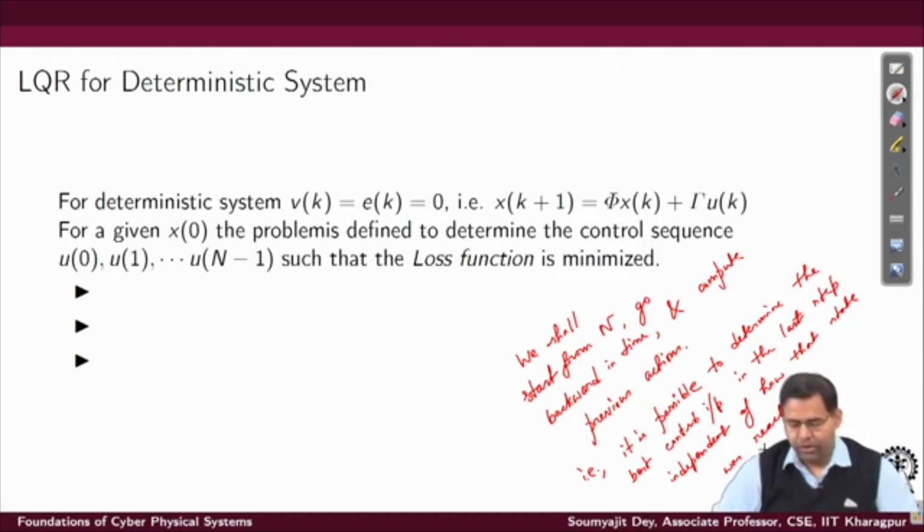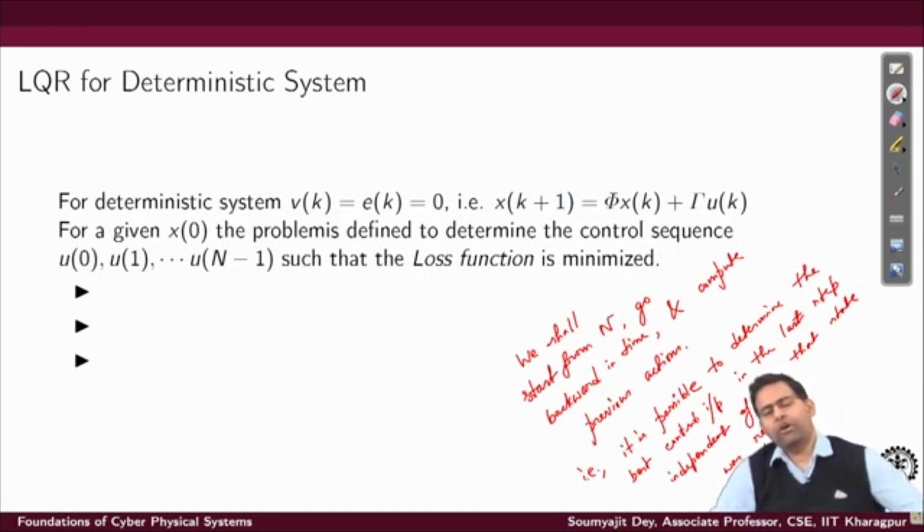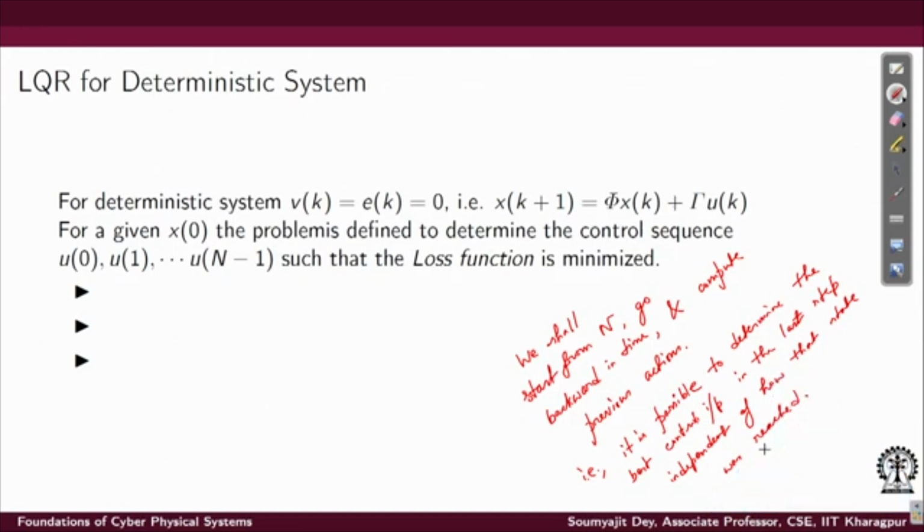So, that is the point we wanted to make, that it is possible to determine the best input in the last step independent of how the previous choices were made, because we are always assuming that those choices are all optimal. And those, along with whatever optimal choice we make here, are together optimally reducing the loss function. So, that is what we will do. Fine, we will conclude our discussion today here, and we will resume from this point in the next lecture.